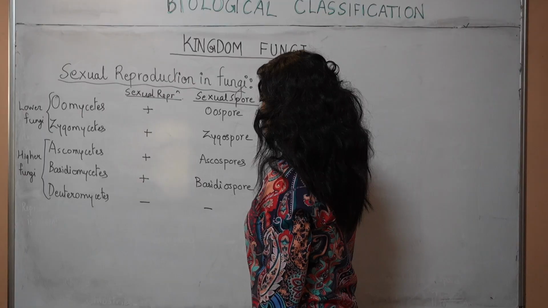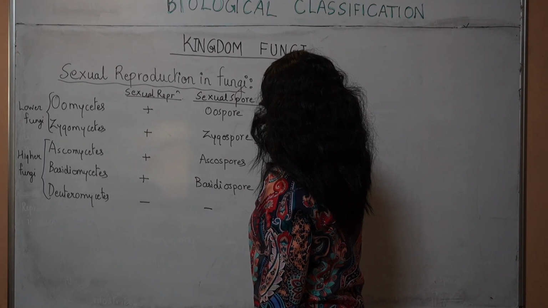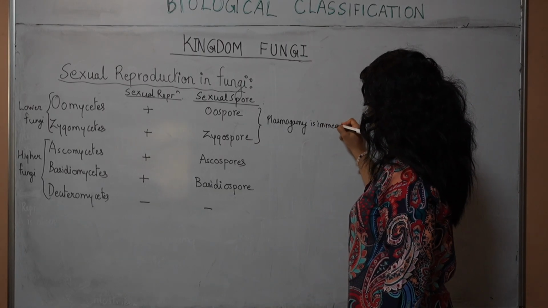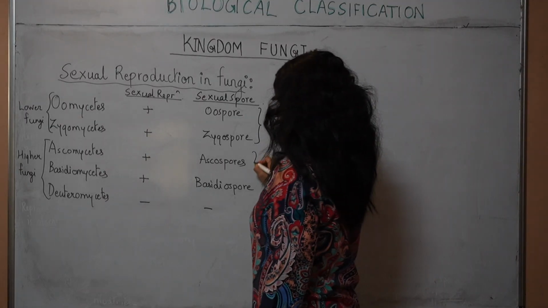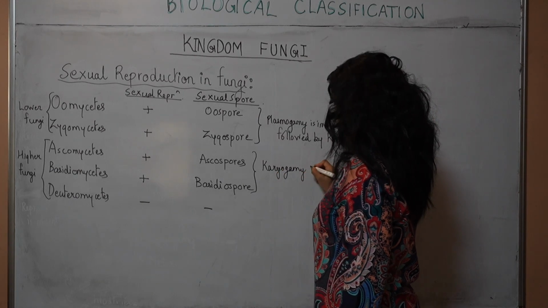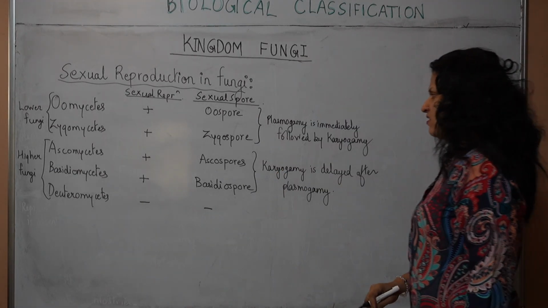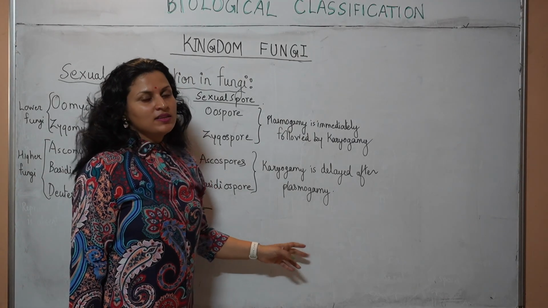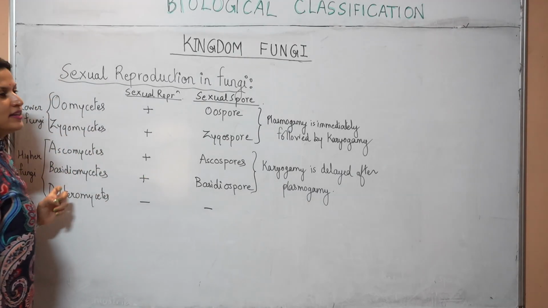However, apparently for these lower fungi, plasmogamy is immediately followed by karyogamy. Why I am saying this is because in the higher fungi, karyogamy is delayed after plasmogamy. Why is this process of karyogamy delayed after plasmogamy in the higher fungi? You will understand when we are doing higher fungi in detail.